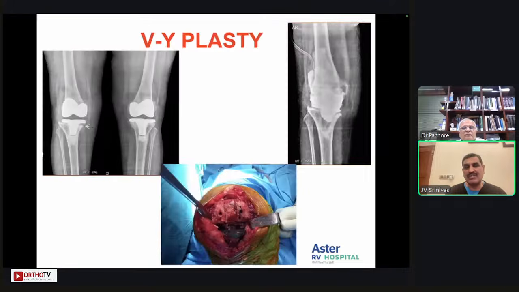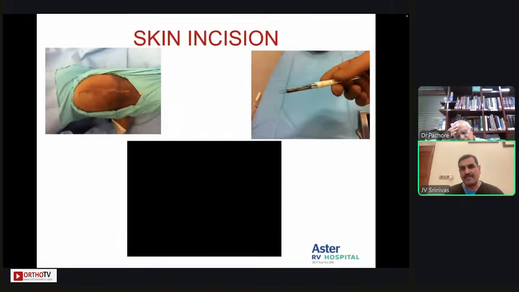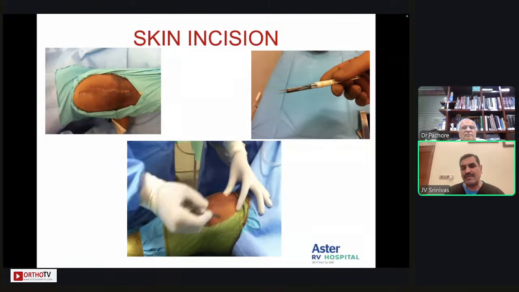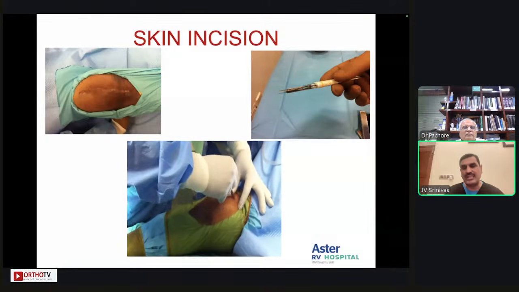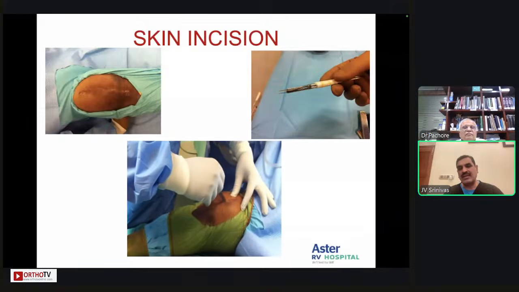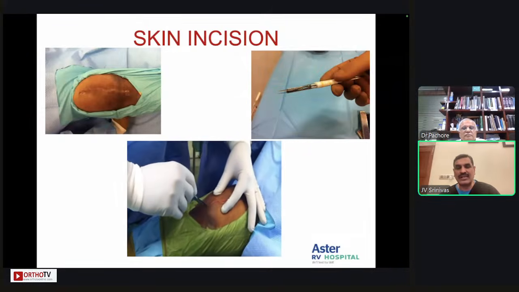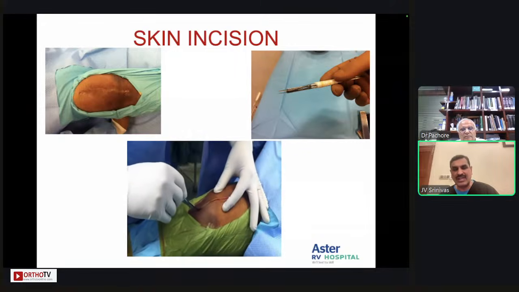So VY-plasty, whenever you do it in a revision situation, the exposure is so good. Your knee starts coming out to the wound. The distal femur exposure is good. Patella is out of the way. Seeing the proximal tibia, the exposure is so good. So this is a small surgical video which many people don't do. VY-plasty, for them I have put this. It's a revision situation. You can use this in a stiff knee as well.